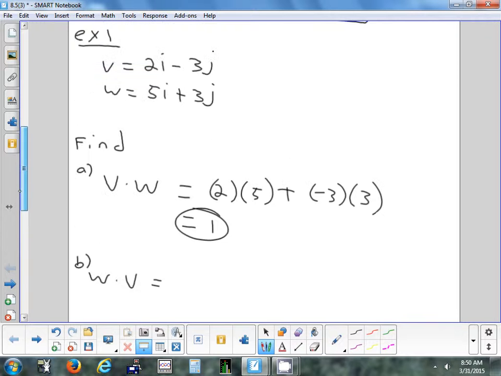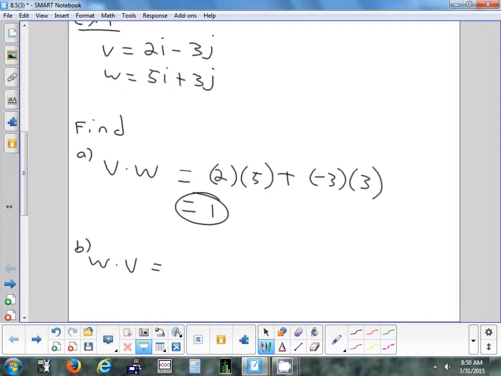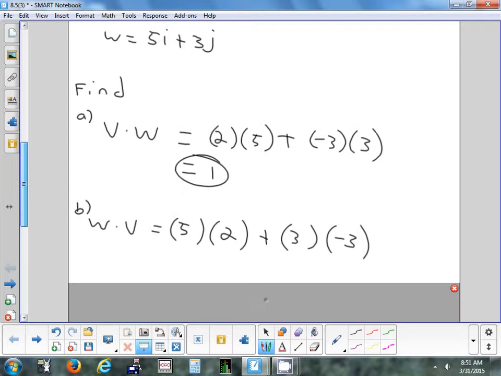Let's try to switch it now and find W dot V. So, Carly, what would be the first two numbers I multiply if I'm finding W dot V? 5 times 2. Yep, I do 5 times 2 plus, and then 3 times negative 3. Right, so Cassie, what's going to be the dot product there? 1. It's still 1.